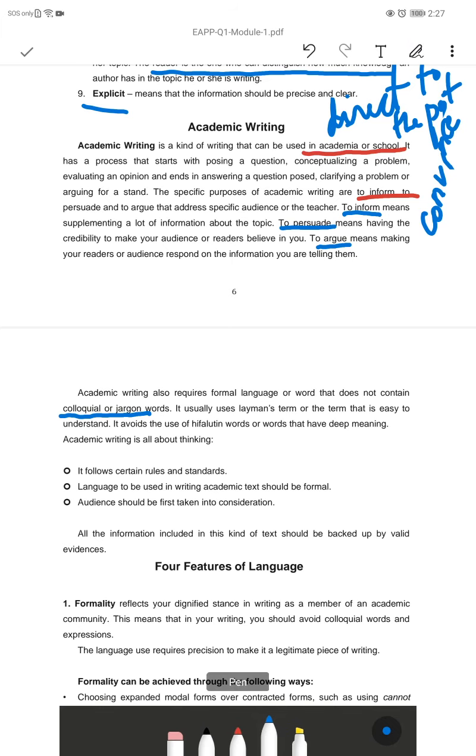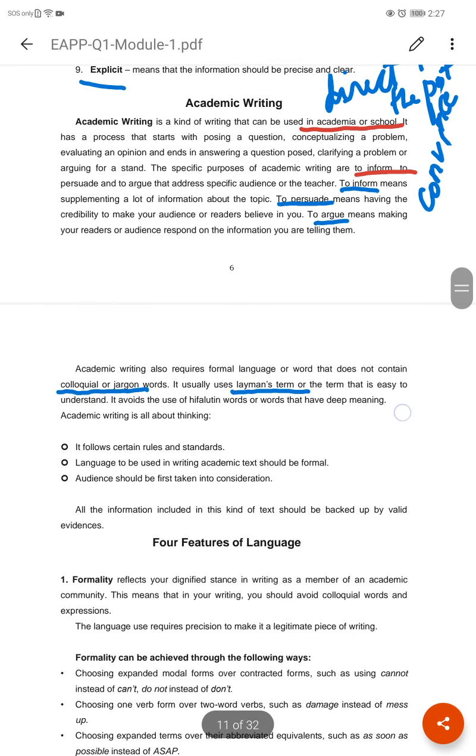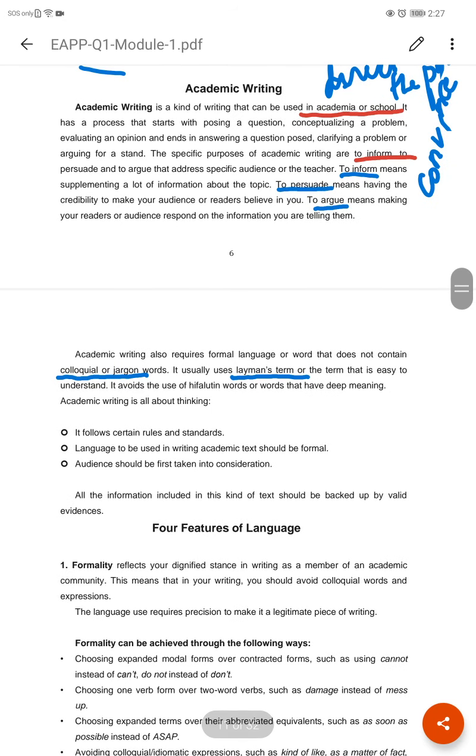That is why it says here, an academic text usually uses the layman's terms. Or, as defined here, these are the terms that are easy to understand. Okay? When you use a layman's term, you use an ordinary person's language. It is easy to understand, it is familiar to the audience or to the readers. Okay?